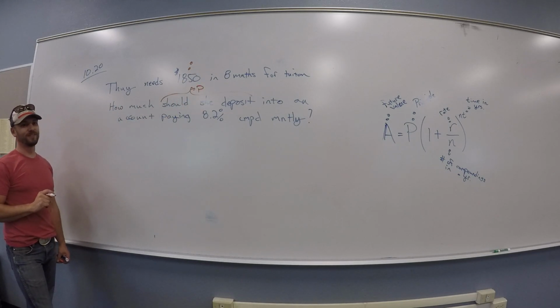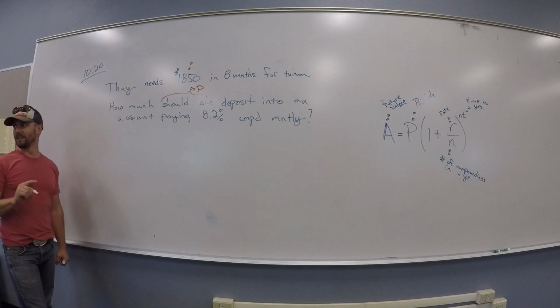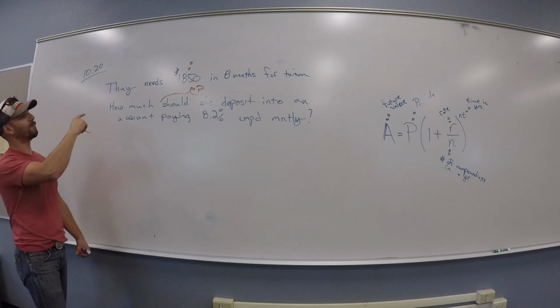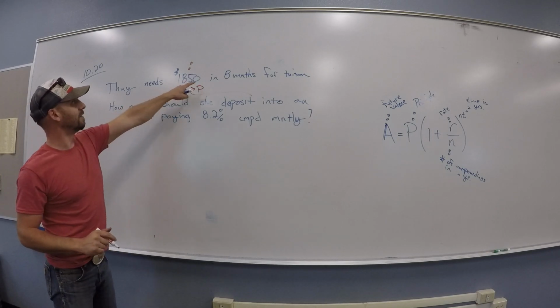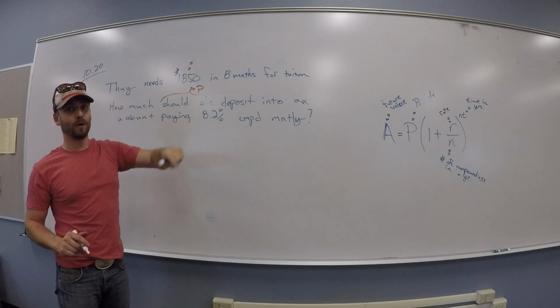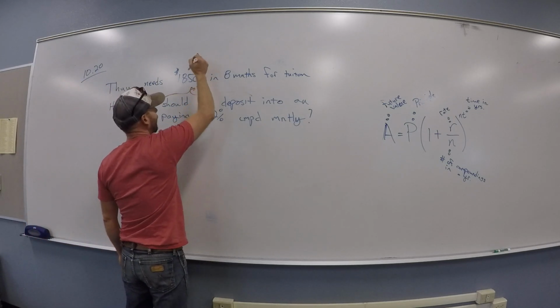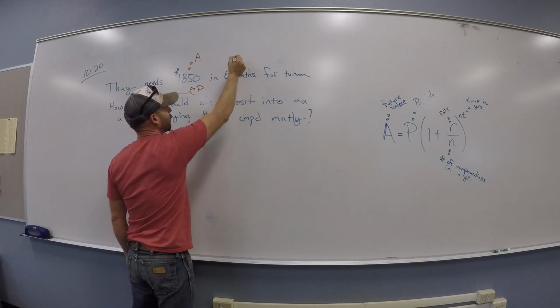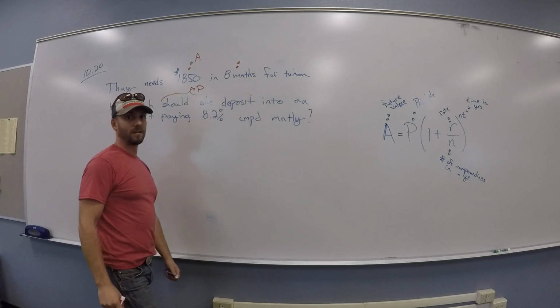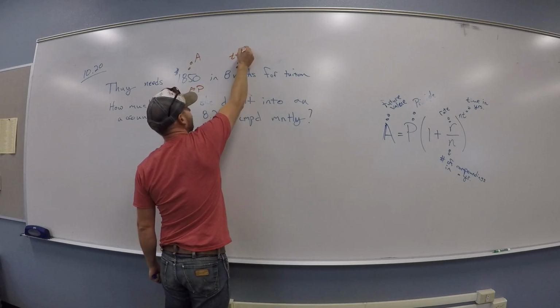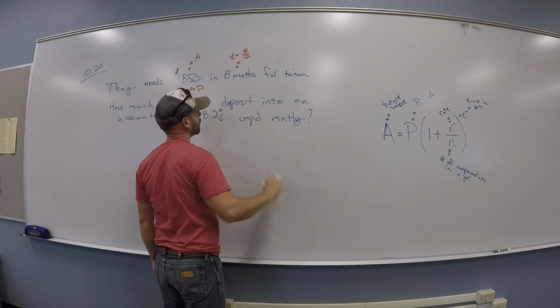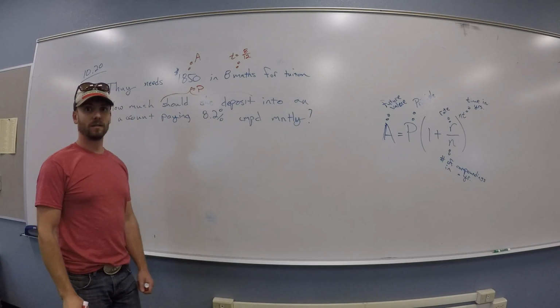Alright, what's 1850? Well, that's the principal. No, that's the future value. That's how much she needs. So where does that money live? That money lives in 8 months, right? That's future money. So that's an A thing. The 8 months is the time, that's the time frame, right? So that tells me T is 8 over 12, right? Yep.